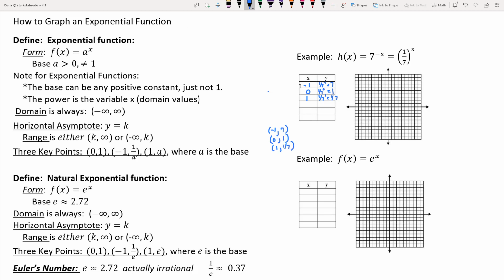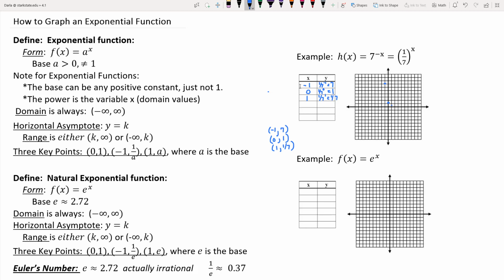Notice that those 3 key points are in terms of the base. I mean, 0 is always paired with 1, but otherwise -1 is always paired with the reciprocal of the base. 1 is always paired with the base itself. And so then if you go to graph this, -1, 7 puts us here, 0, 1, and then 1, 1/7.